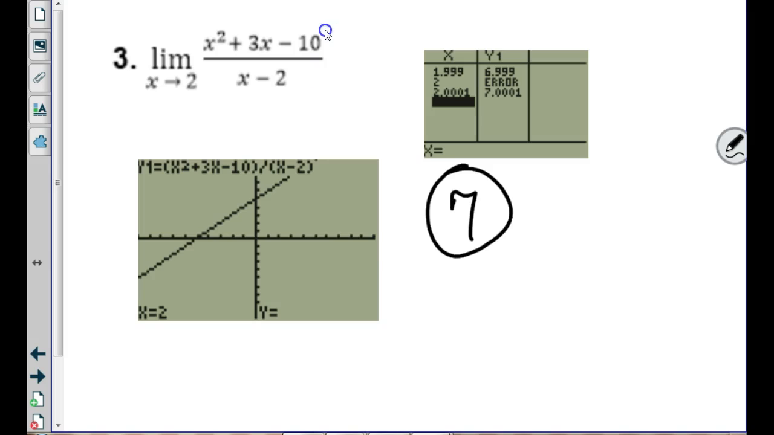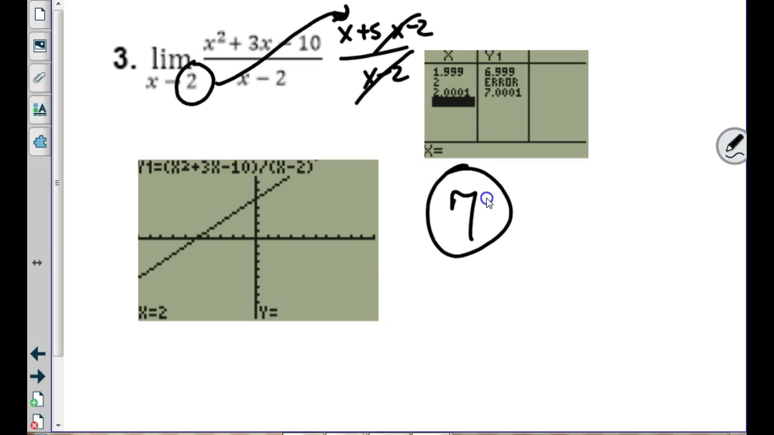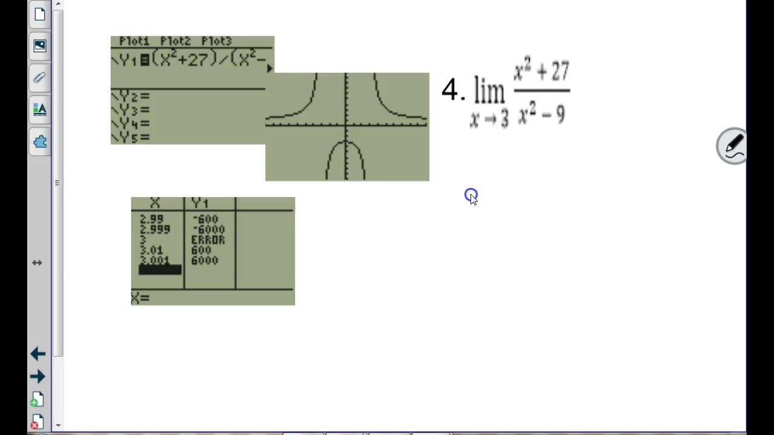We're going to eventually learn we could have factored this. It had a hole there, but once we got rid of the hole, we could have put the 2 in there and said it was going to be 7. But you can do it either way on the quiz, okay? This one, the top doesn't factor. It says x squared plus 27 over x squared minus 9.